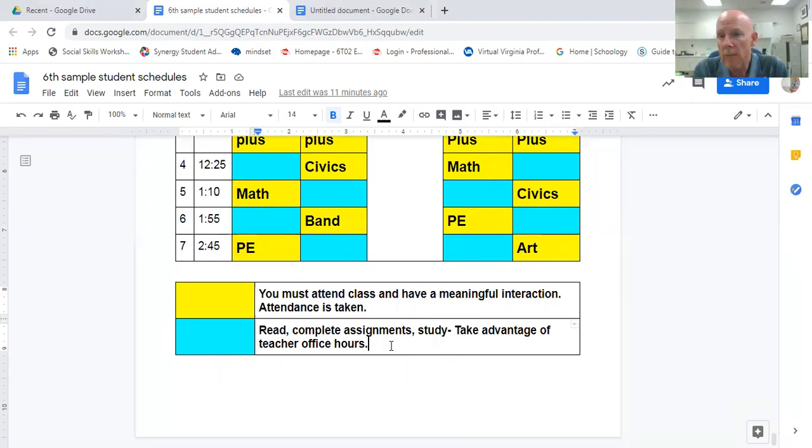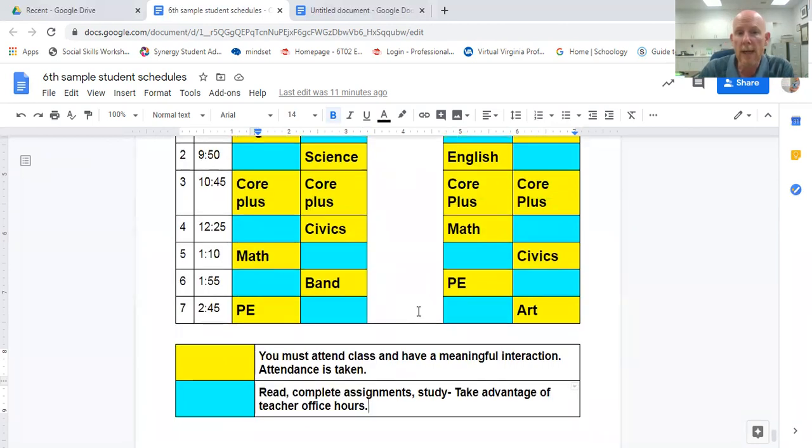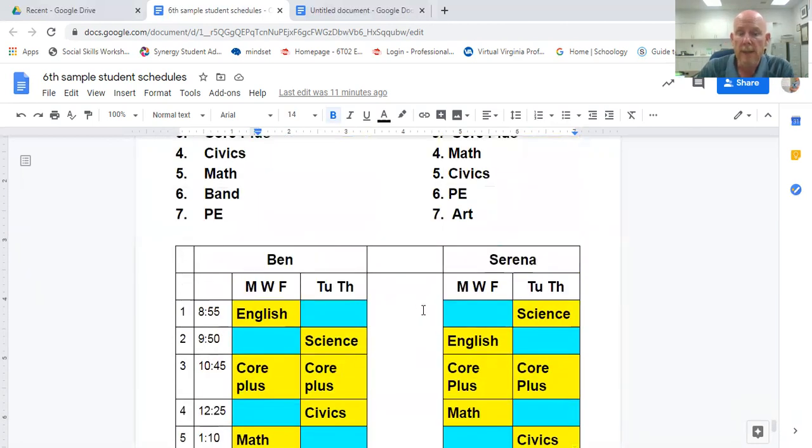Your schedule will be coming home to you in the mail sometime in the next 10 days, and you'll be able to look at those classes 1 through 7 and put them into a grid that kind of looks like the one we made for Ben and Serena, predicting what your day looks like. And then the first day of school, that's the number one thing we're going to go over with you, which is what does your schedule look like?